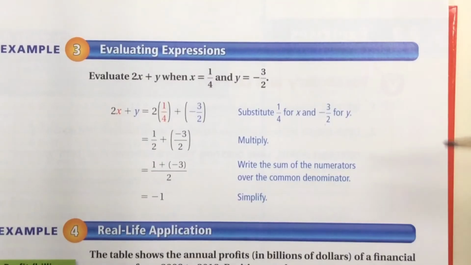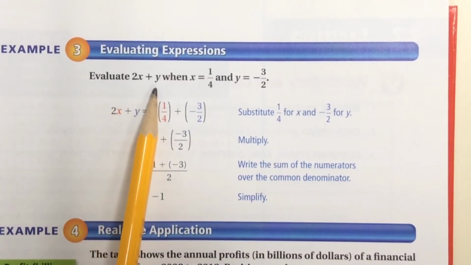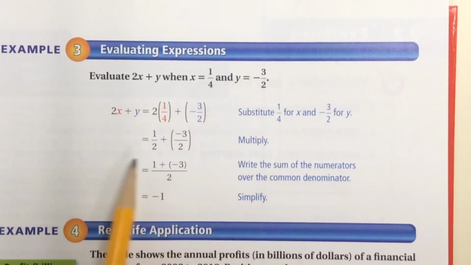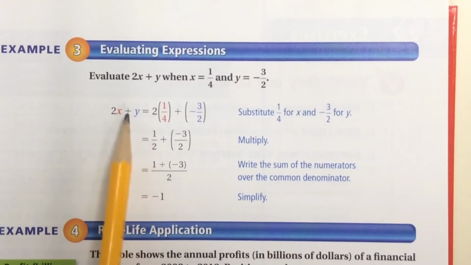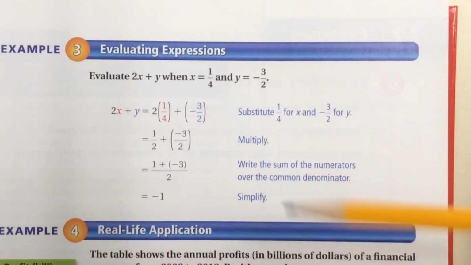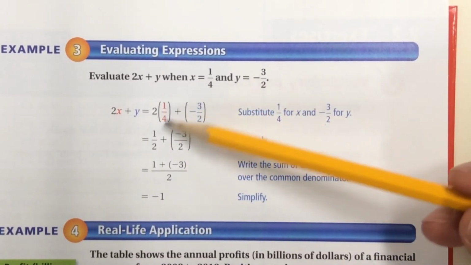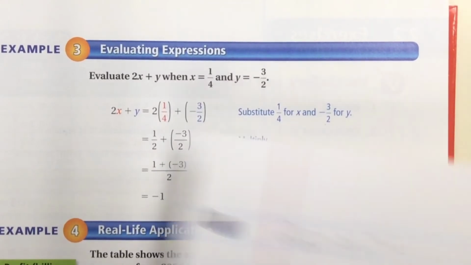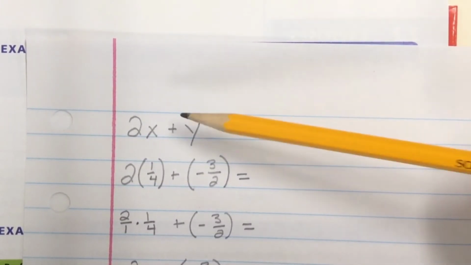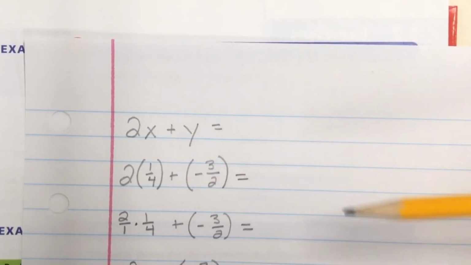Awesome. Okay, for the next example, they want us to evaluate 2x plus y, and they're letting us know x is 1/4 and y is negative 3/2. So they start with the problem, 2x plus y, and here they substituted in those values, but they really kind of skipped some steps going from here to here. And some of you could probably do that, but I'm going to show the steps. So let's start over. We start with the problem, 2x plus y. In place of x, I put 1/4, and in place of y, I put negative 3/2.